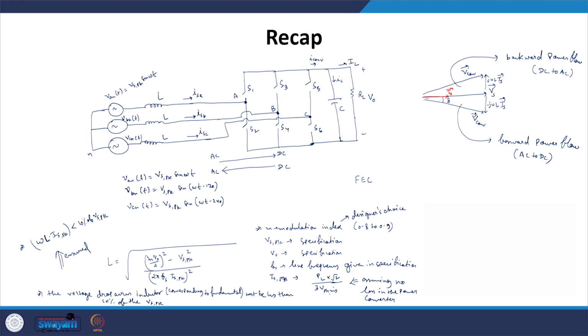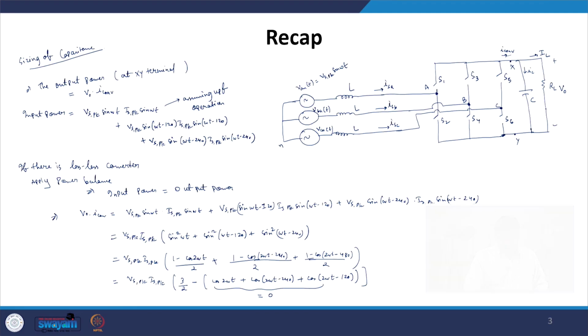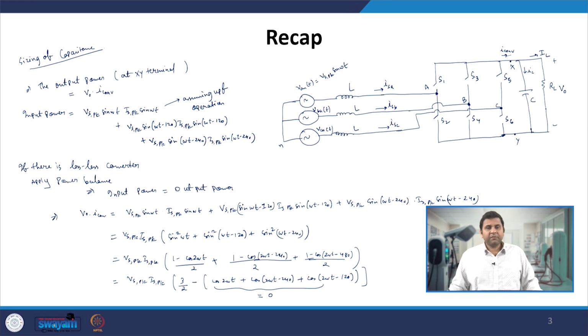Then we moved ahead and did the sizing of the switches. We saw what the RMS current ratings are, and what the voltage blocking ratings of those switches are, and after that we moved to sizing the capacitance.